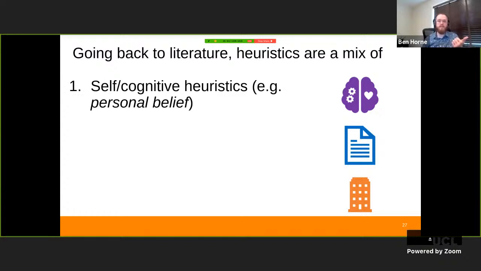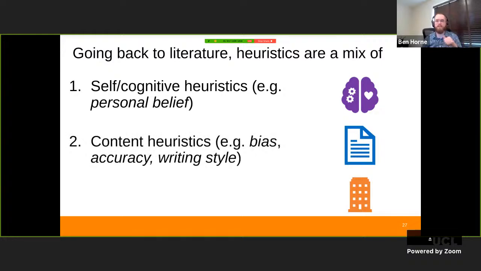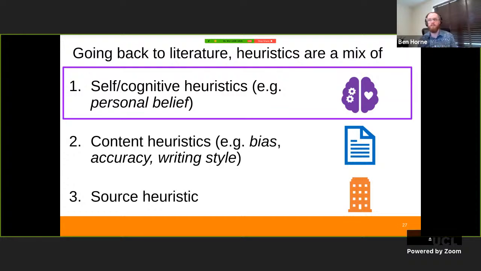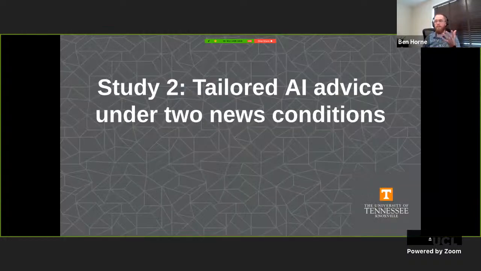Self or cognitive heuristics, these are personal belief, personal experience. Content heuristics, so my perceptions of the content, whether that's accuracy, bias, some sort of error or not error in the writing style. And then the source heuristic. Who wrote it? Are they reliable or not? And we found that the vast majority of responses use this self or cognitive set of heuristics, mostly the personal belief alignment. And so this sort of brings me to the primary study.